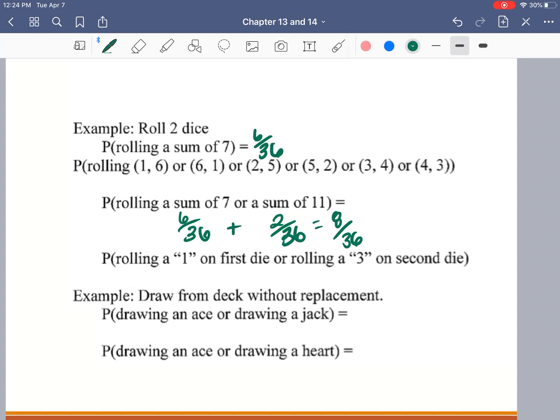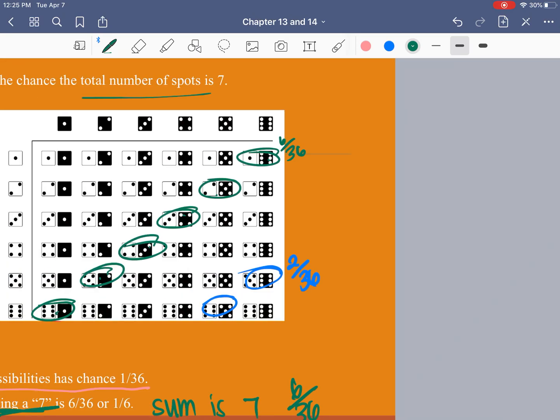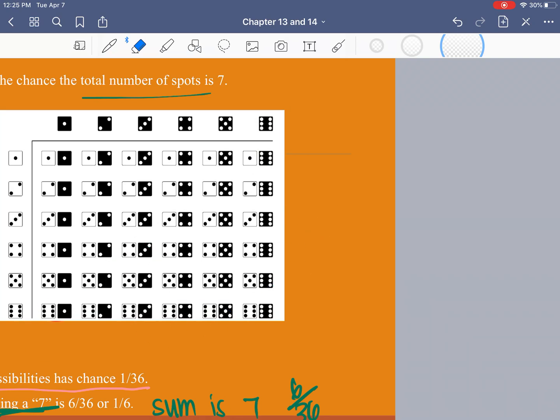Rolling a 1 on the first die or rolling a 3 on the second die. So let's go through and look at all of our... Actually, I don't like that one. Let me show you why I don't like that one. So we're going to go count all of our options for a 1 on the first die or a 3 on the second die.